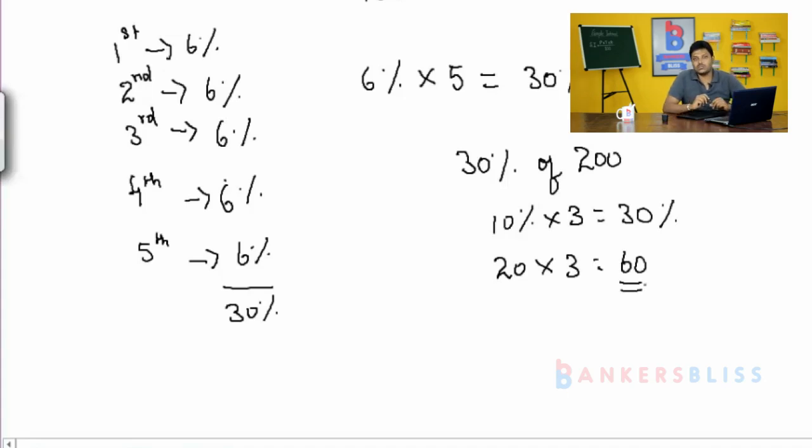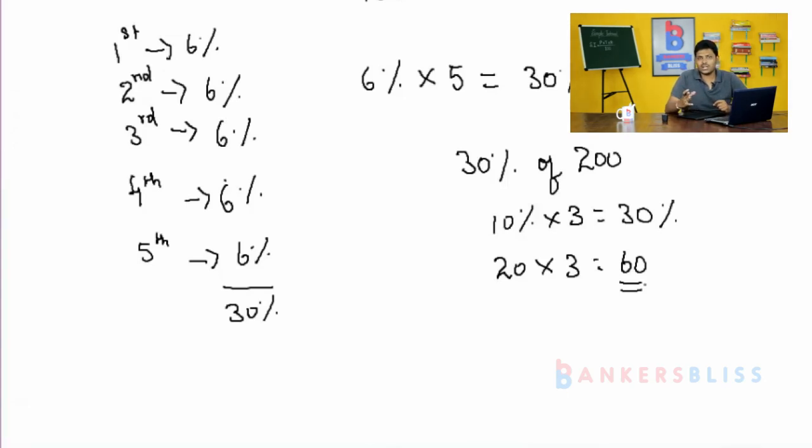So, this is the simple interest. Orally you can solve. Let me repeat again. 6% for 5 years, 6 5s are 30, 30% you have to calculate on the principal amount. 10% of 200 is 20, 20 into 3, 60. So, your simple interest is 60. If you apply this methodology, you can save a lot of time, and without using any paper and pencil you can solve the problem orally.